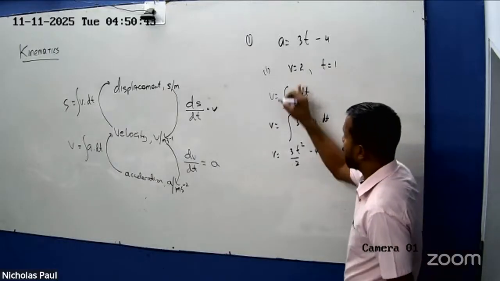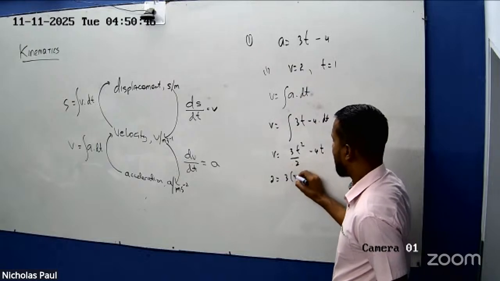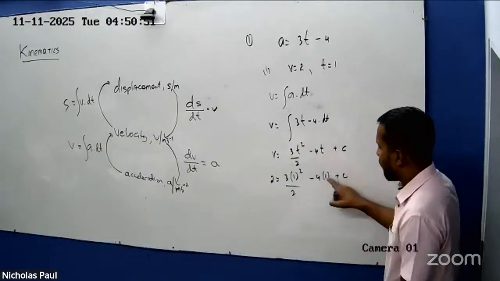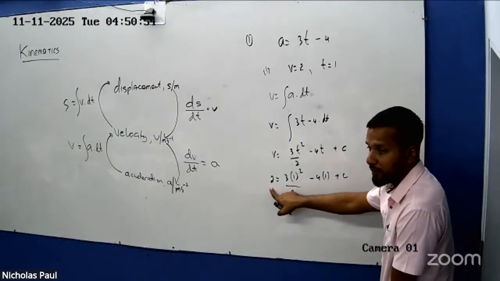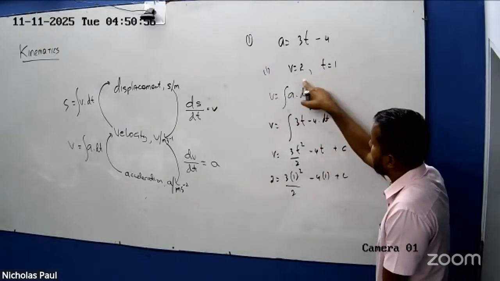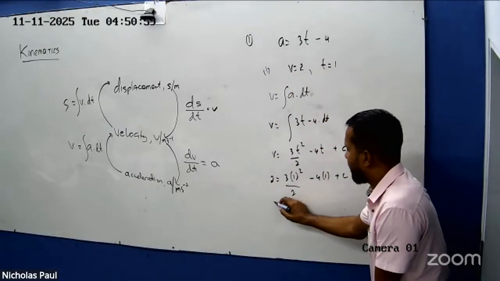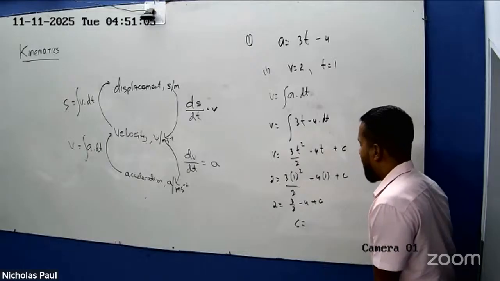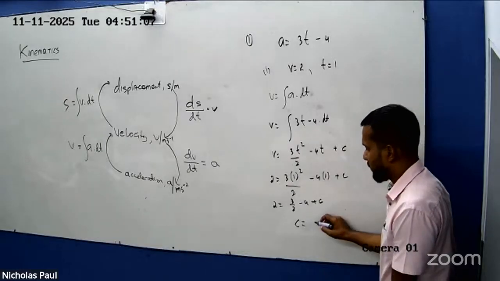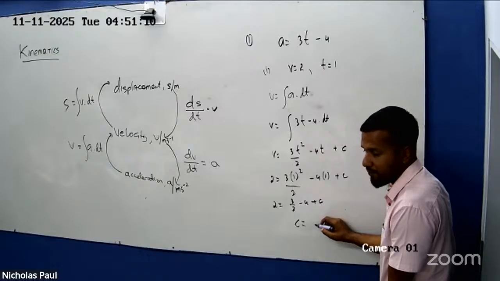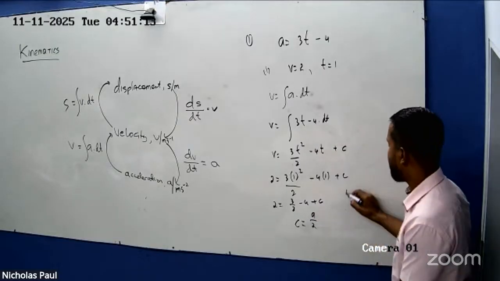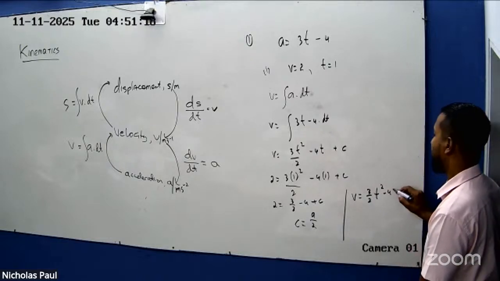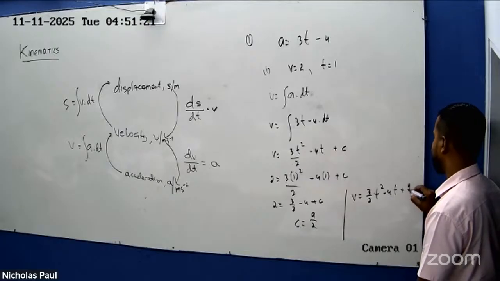So they gave you this information to find c, right? So when v is 2, you have to plug in t is 1. When I plug in t is 1 in here, I'm supposed to get 2. That's what the info told us. You work it out, you'll get 2 is equal to 3 on 2 minus 4 plus c. What did you all get? 9 on 2. So your final answer is 3 on 2 t squared minus 4t plus 9 on 2.